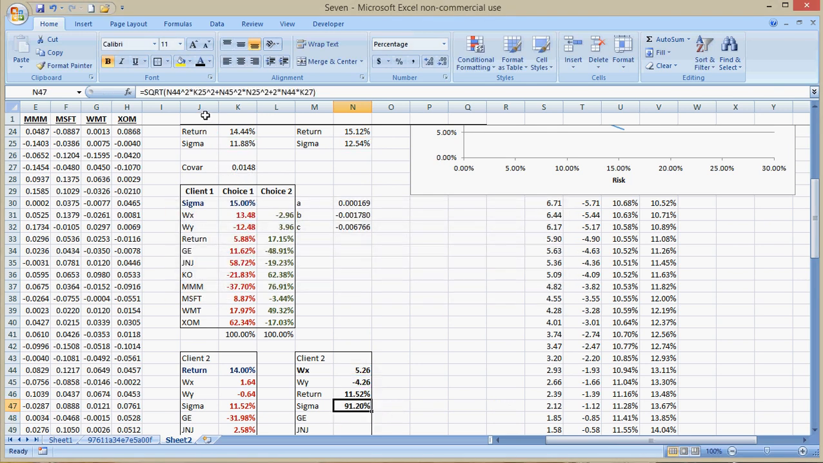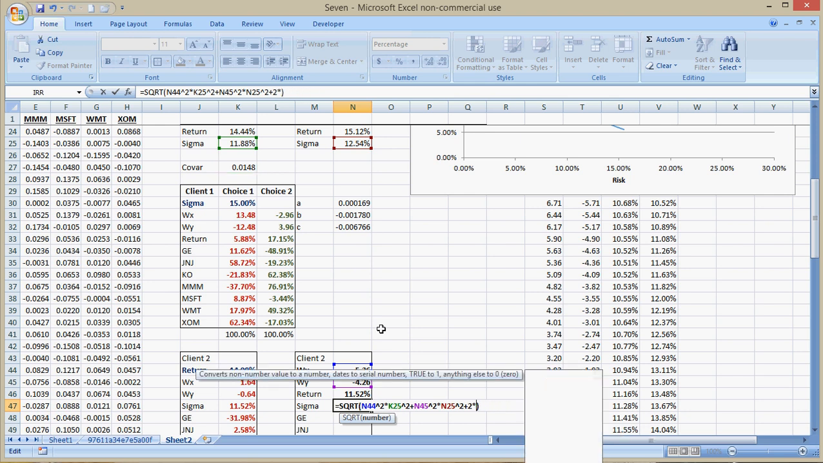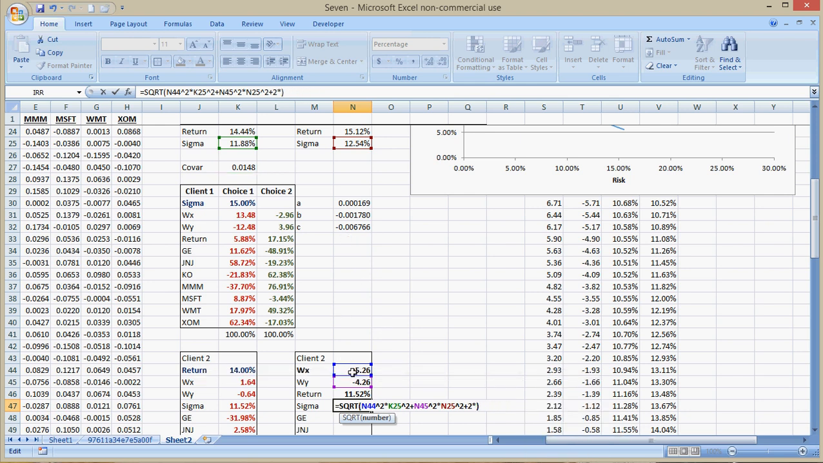And what did I screw up there? Because that 91% sigma is pretty big, so something went wrong. That squared plus that squared times that squared. I left off... Let me see where I left off. I'll just do this again. This weight times that weight times covariance. There we go. Sigma 10.51.